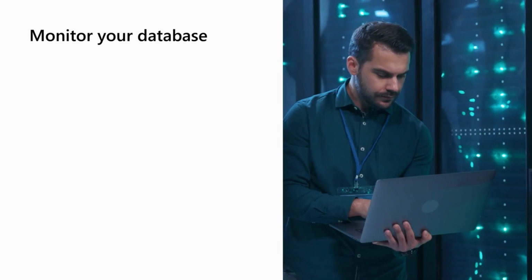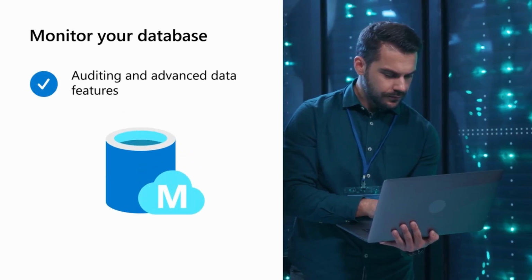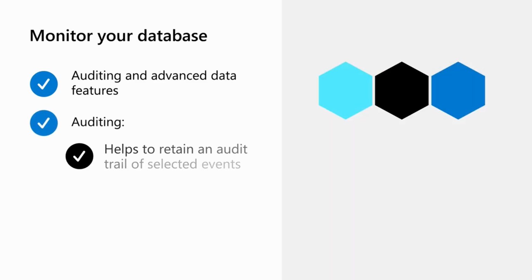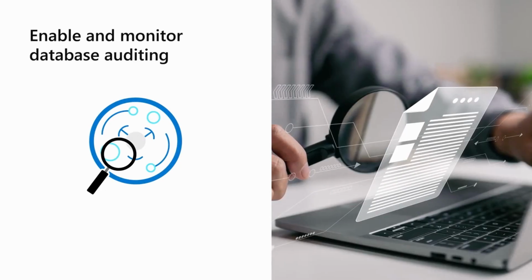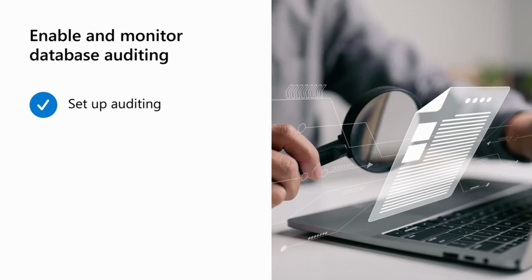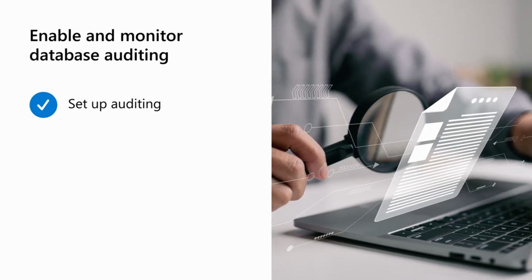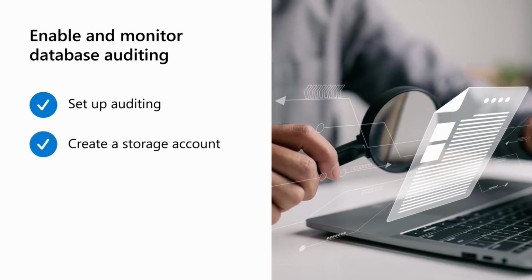Later, you learned about monitoring your database by focusing on auditing and advanced data features. You understood how auditing helps you to retain an audit trail of selected events. By using auditing, you can also analyze event reports and have pre-configured reports on database activity. Moving ahead, you learned to enable auditing, where you looked at the steps to take if you want to set up auditing on your system. In the process of enabling auditing, you also got to understand the steps to create a storage account.